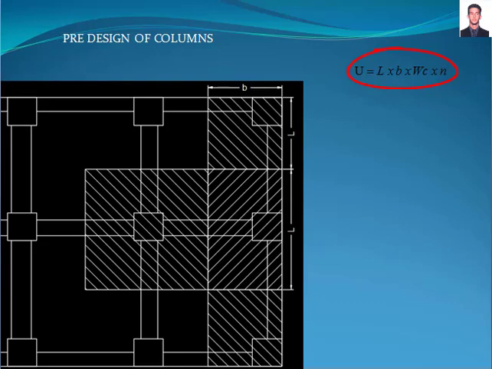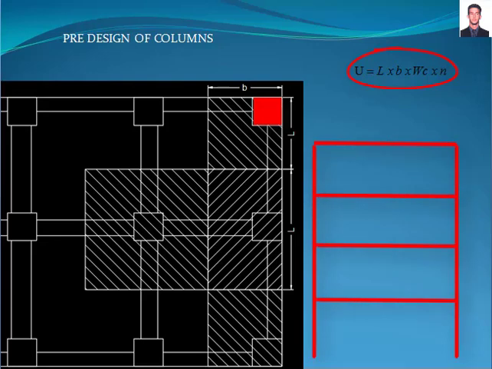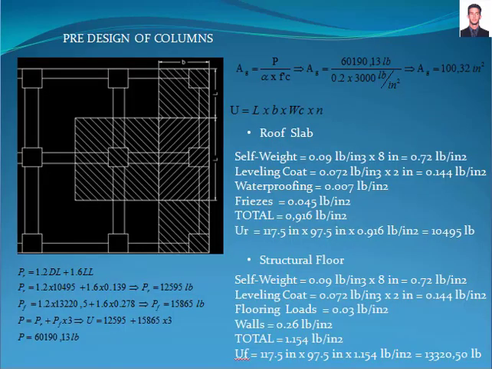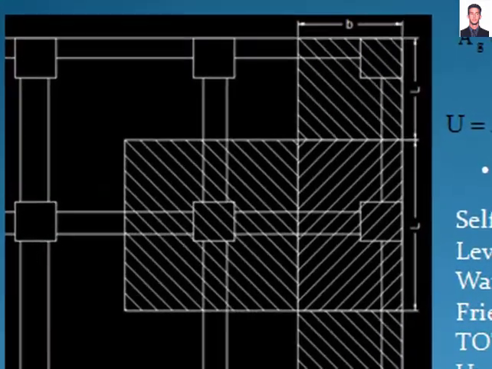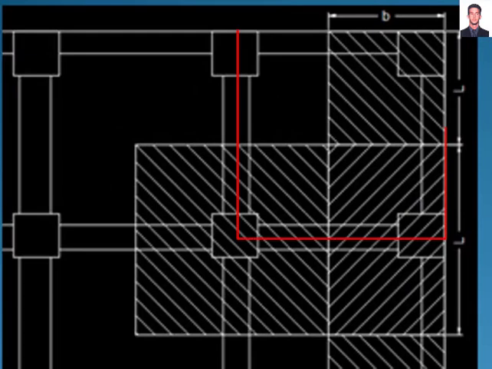For example, we are going to pre-design this column, assuming a building of 4 stories for residential use, composed of 1 roof slab and 3 structural floors with a slab thickness of 8 inches. The first thing that we are going to do is calculate the tributary area that affects the column.